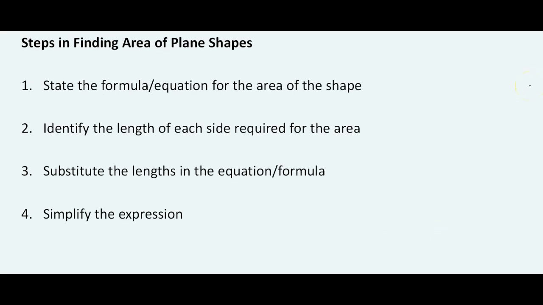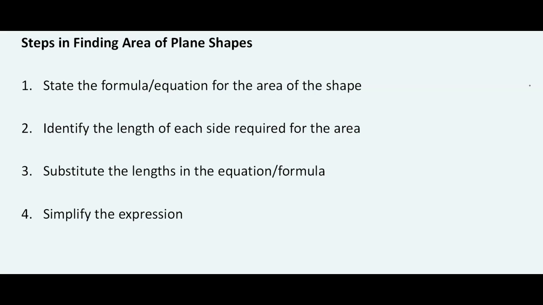So now let's talk about how to find the area of plane shapes. We're going to first state the formula. It's always a good practice to start with what you know. So we're going to state the formula or the equation for the area of the shape. We're going to identify the length of each side required for the area. We substitute the length in the formula, and then we're going to simplify the expression. Here we're looking at the expression because the dimensions of the shape, or the length of the sides, are going to be algebraic expressions.